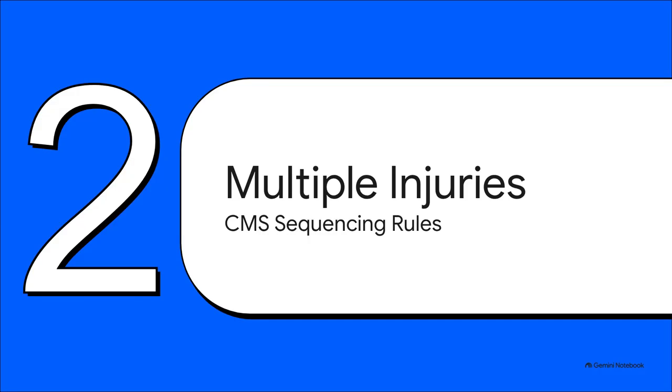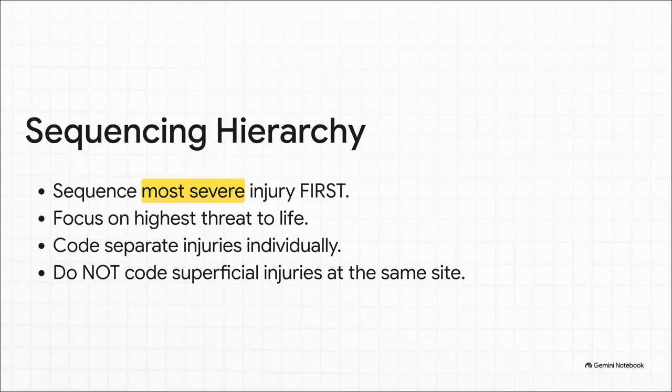Moving right along to Section 2, multiple injuries and the CMS sequencing rules. When a patient rolls into the facility with multiple traumatic injuries, you absolutely cannot just list the codes in any random order you feel like. The hierarchy matters immensely. The golden rule here? You must always sequence the most severe injury first. You are looking for the injury that poses the highest threat to life, function, or is the chief reason for the care.